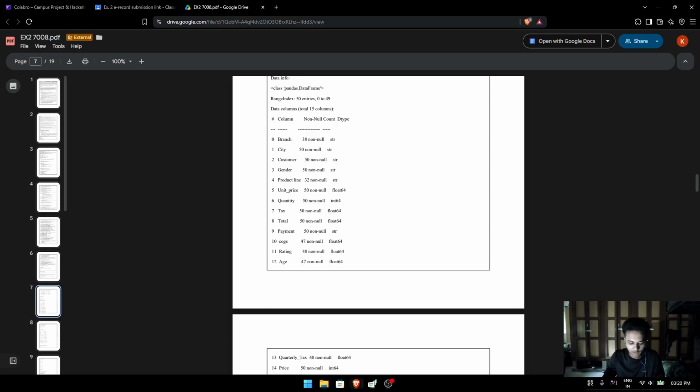The fourth question, I scale numerical features so that they are on a similar scale, approximately mean 0 and standard deviation 1.